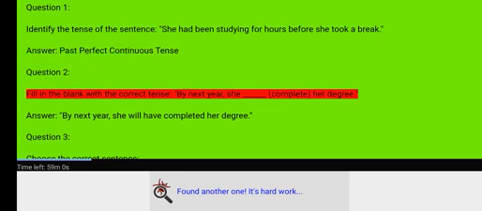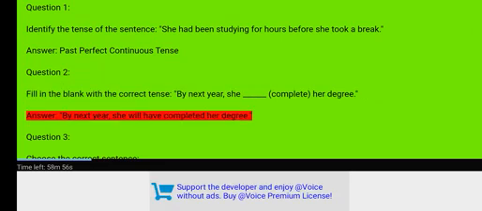Question 2. Fill in the blank with the correct tense. By next year, she blank complete her degree. Answer: by next year, she will have completed her degree.